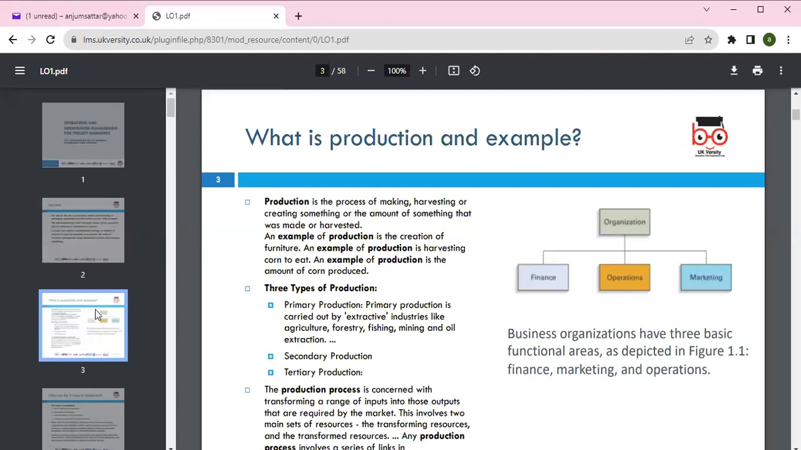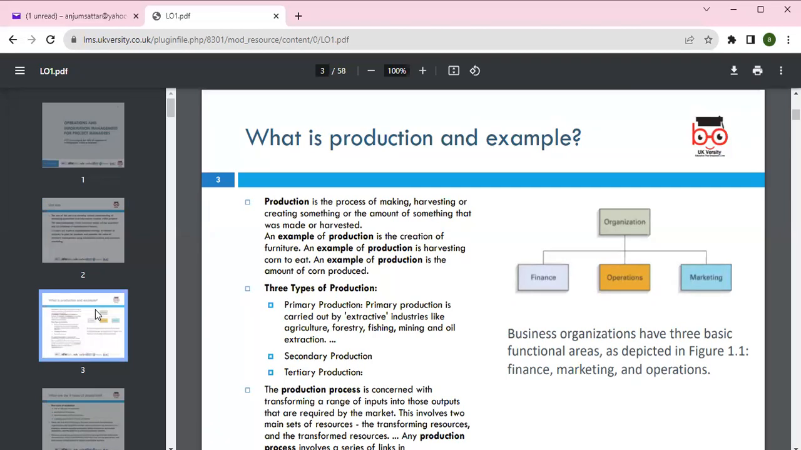So production is the process of making, harvesting, or creating something, or the amount of something that was made or harvested. An example of production is the creation of furniture. Another example is harvesting corn to eat, and the amount of corn produced is also production. These are all examples.